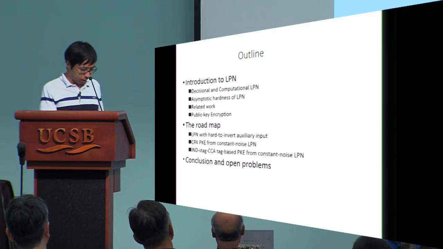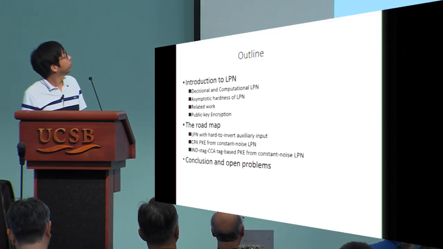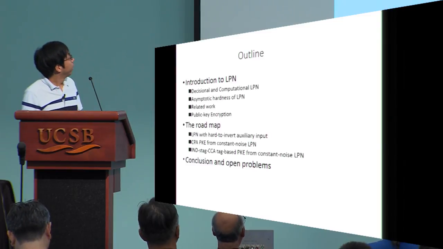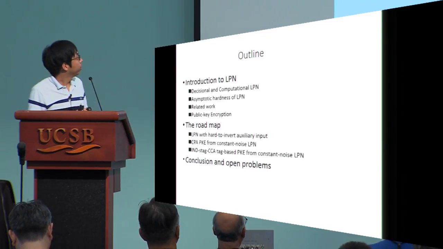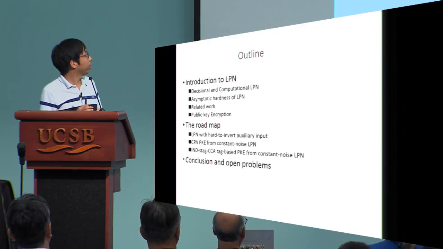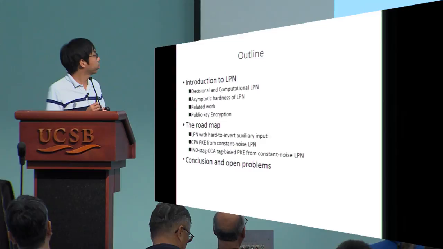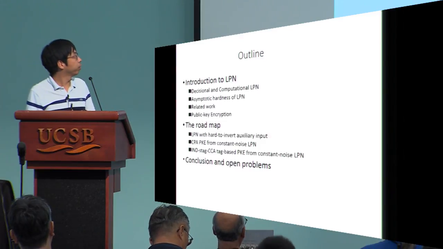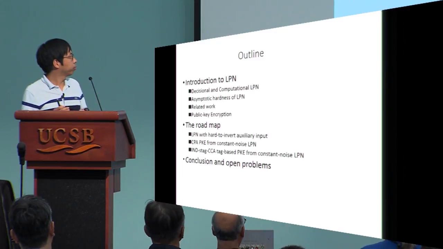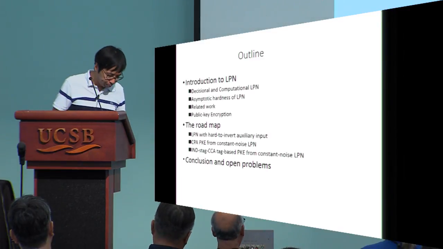Okay, so this is the outline of the talk. I'll give a very brief introduction to LPN. And then we studied these two independent problems: LPN with a hard to invert auxiliary input, and also how to construct a PKE from constant noise LPN. And then we conclude and point out some open problems.